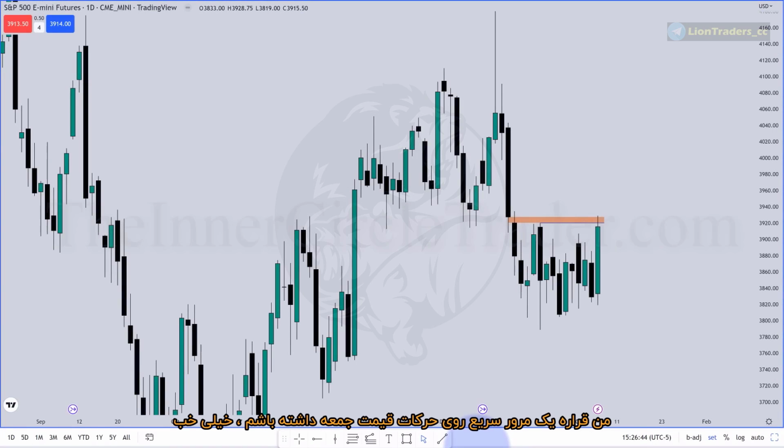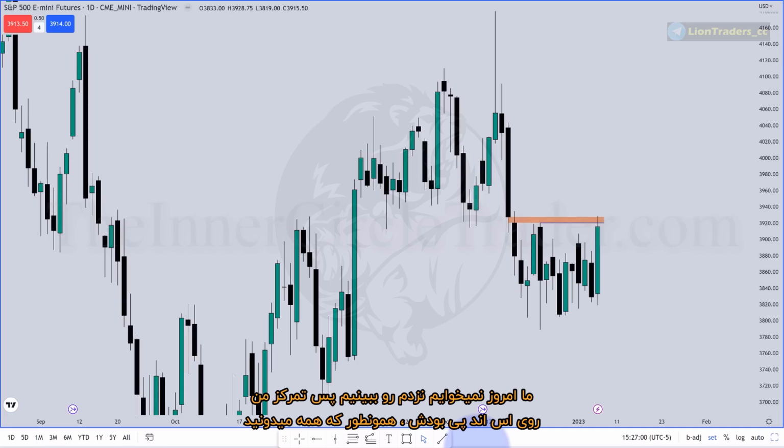We're going to be doing a quick little review on Friday's price action. All right, so here's ES. This is our daily chart. We won't be looking at NASDAQ today, so my focus was on ES, as you all know.